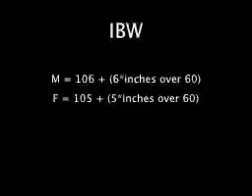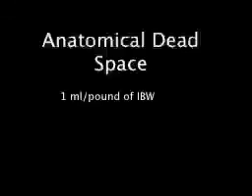And finally, the quick calculation for anatomical dead space is 1 milliliter per pound of ideal body weight. And in this course, with this exam, you will have to calculate alveolar tidal volume, and you will need to subtract anatomical dead space from the tidal volume to get the alveolar tidal volume.